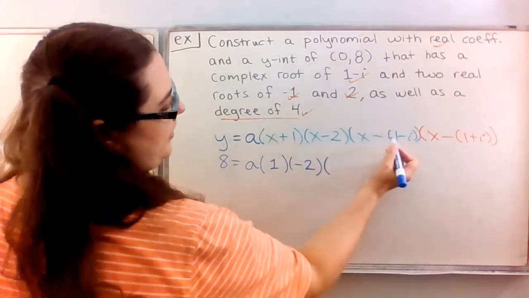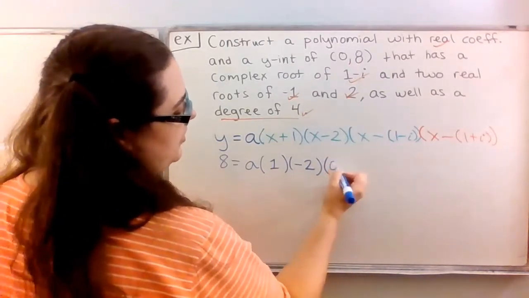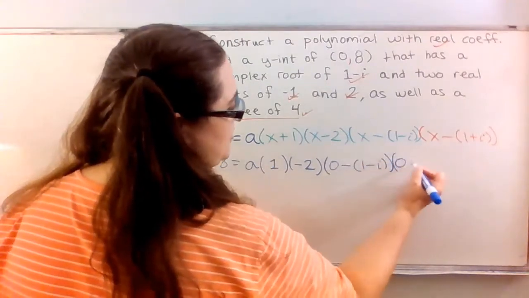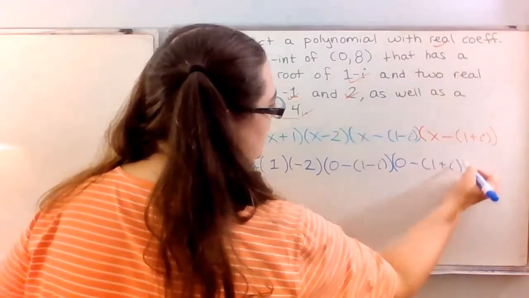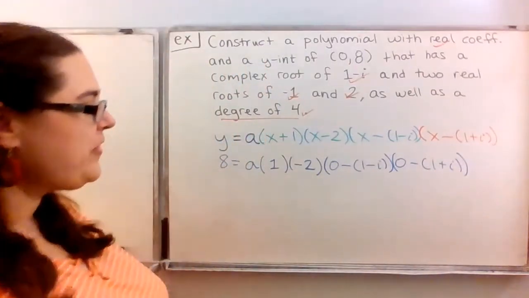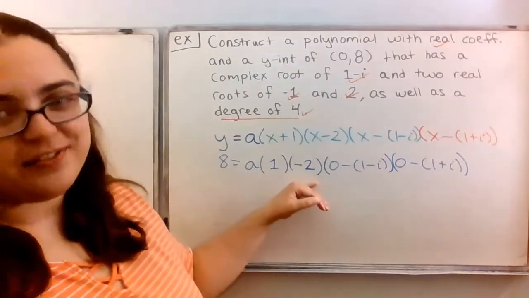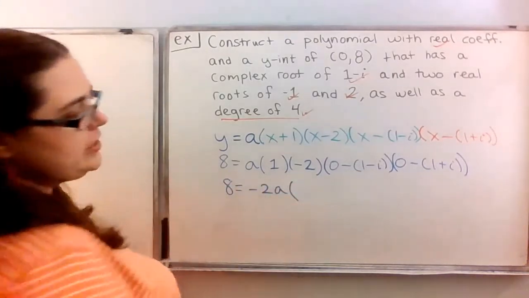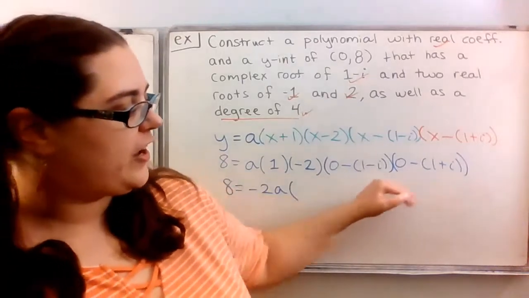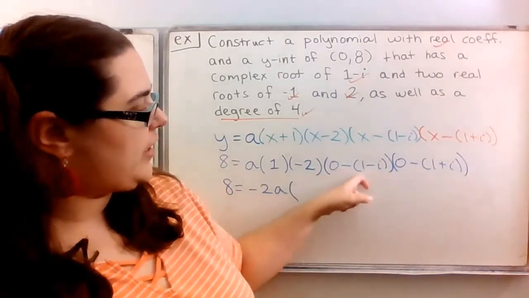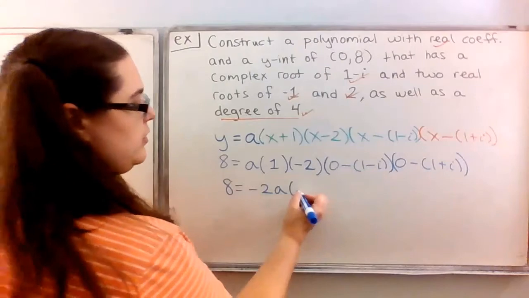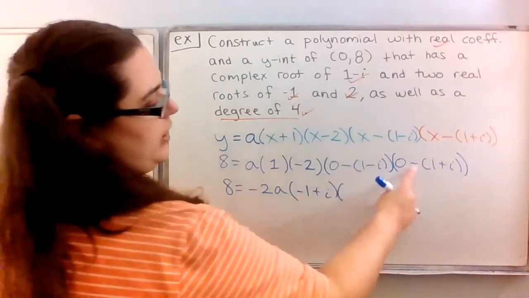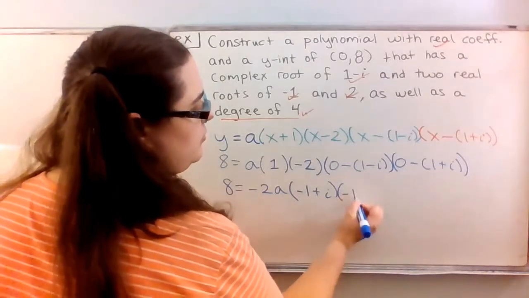Okay, so now we have 0 minus (-1 minus i). I'm just going to throw that in there. And then here as well, 0 minus (-1 plus i). Okay, so 1 times -2 is -2. So I'm going to have 8 is -2a. And now let's simplify these complex factors here. This will give me -1 plus i. And then this will give me -1 minus i.